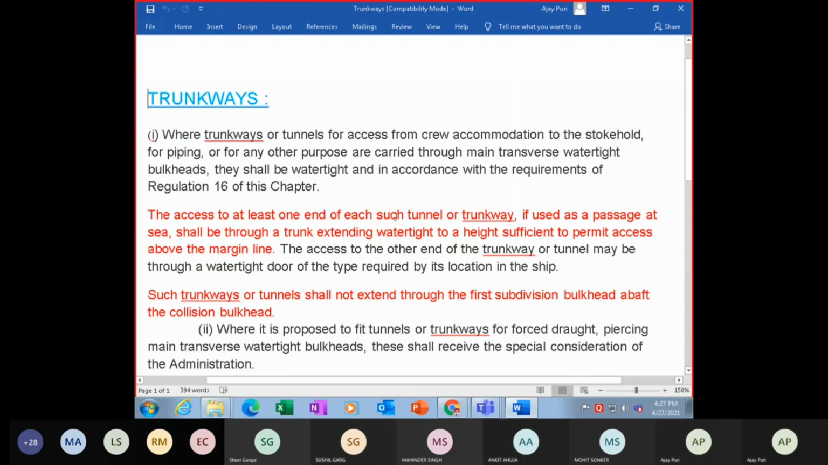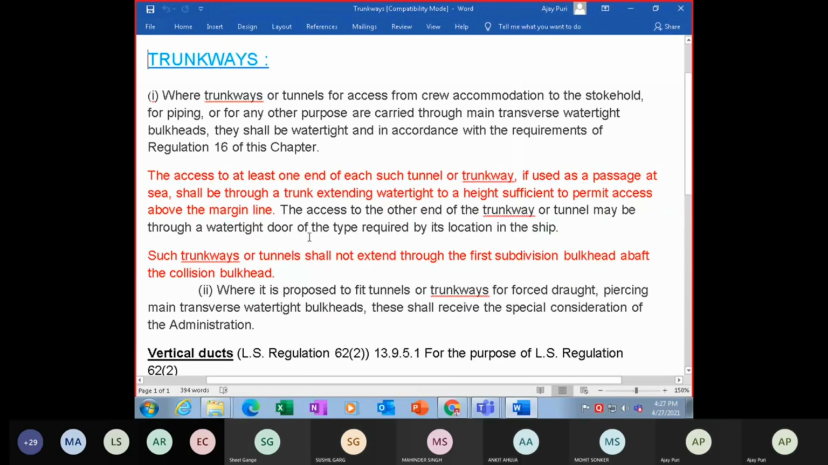So the access of at least one side of each tunnel or trunkway, if used as a passage at sea, should be through a trunk extending watertight to a height sufficient to permit access above the margin line. And the access to the other side of the trunkway or tunnel must be through a watertight door of the type required. So you have to write about all these things. So trunkways or tunnels shall not extend to the first subdivision bulkhead above the collision bulkhead. So when it is proposed to fit tunnels or trunkways for forced draft, piercing the main transverse watertight bulkhead, they should receive special consideration of the flag state.